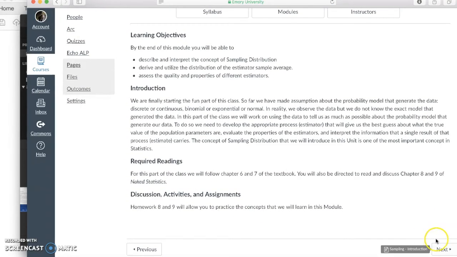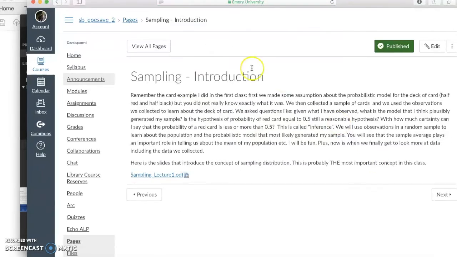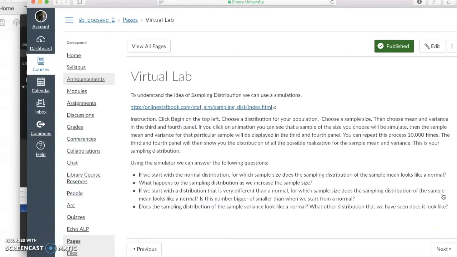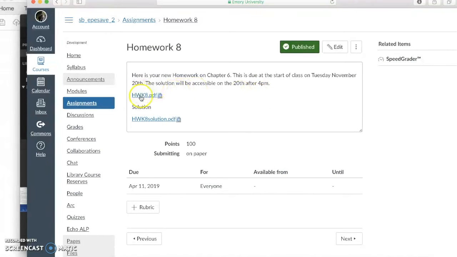Next, I provide them with the slides for the class, a copy of the PowerPoint slides. One thing I did this semester in a survey in my class, I realized that they prefer the slides to be split by lecture, so each slide deck here is for one single lecture. Then, proceeding in the module, there is a virtual lab where they can do some experiments to understand sampling distribution. They have a homework, which is just a paper homework that they have to turn in with solutions that appear after the due date. Those have to be turned in person in class.